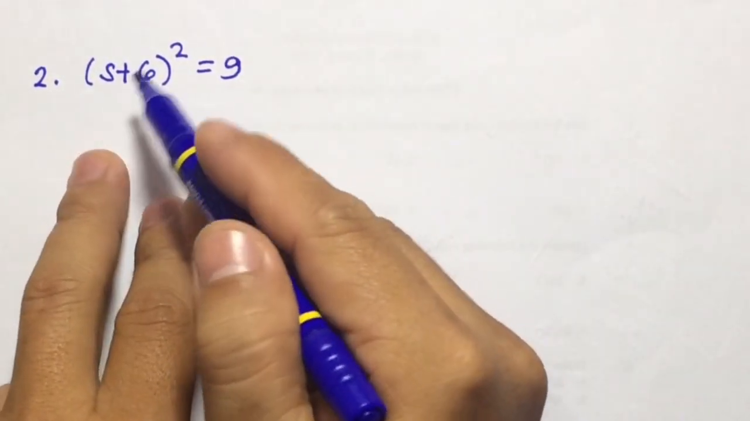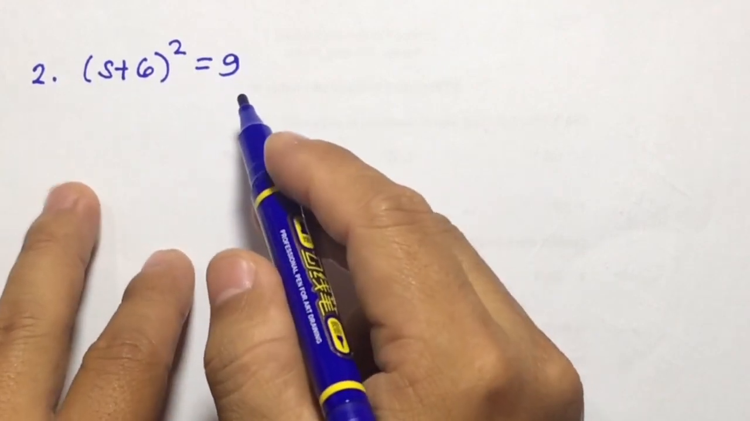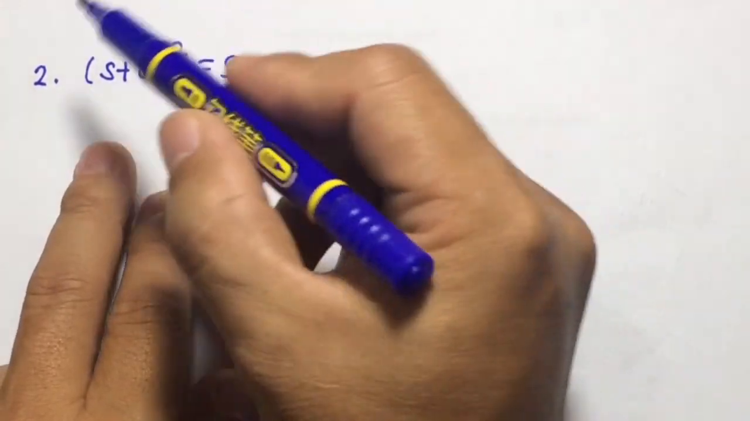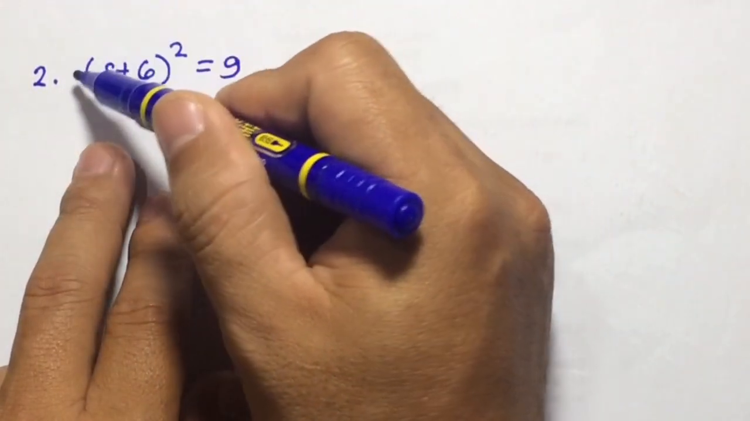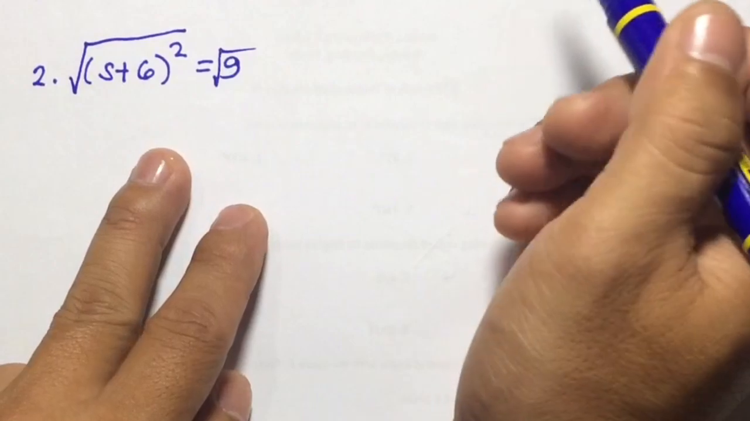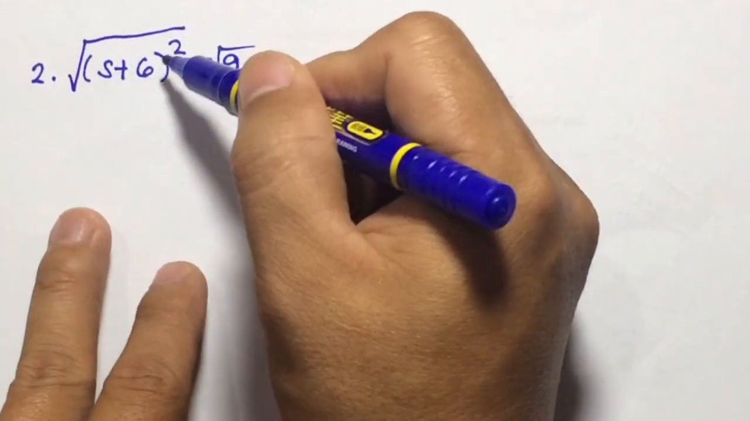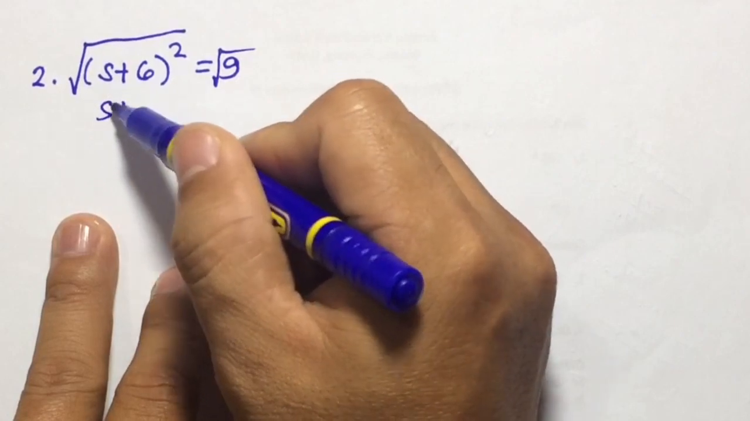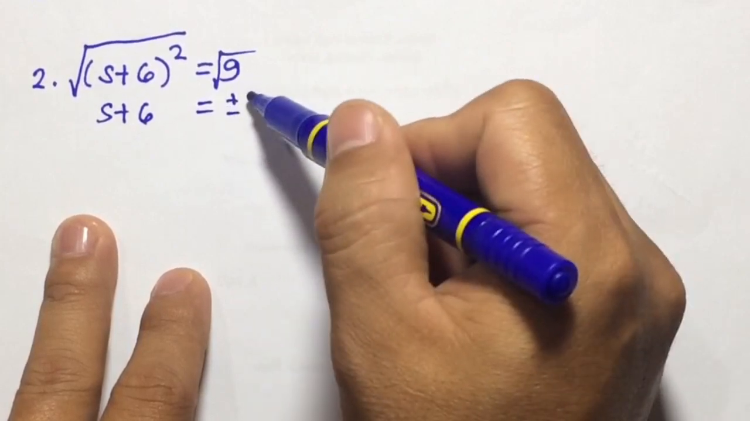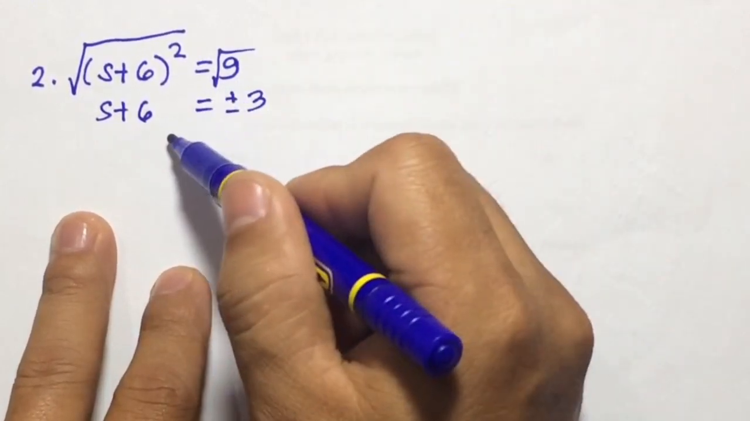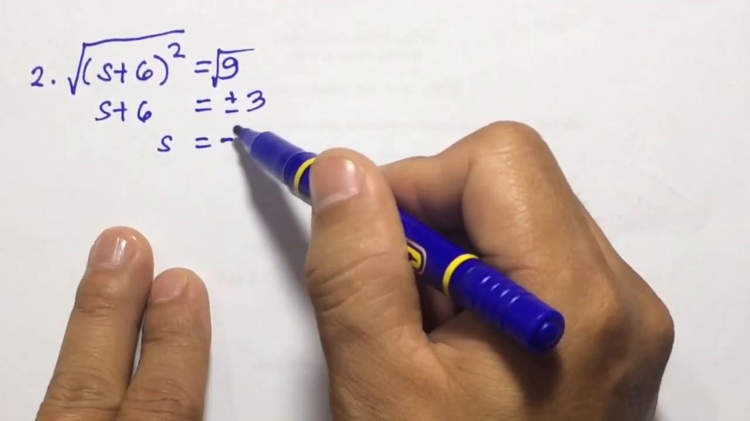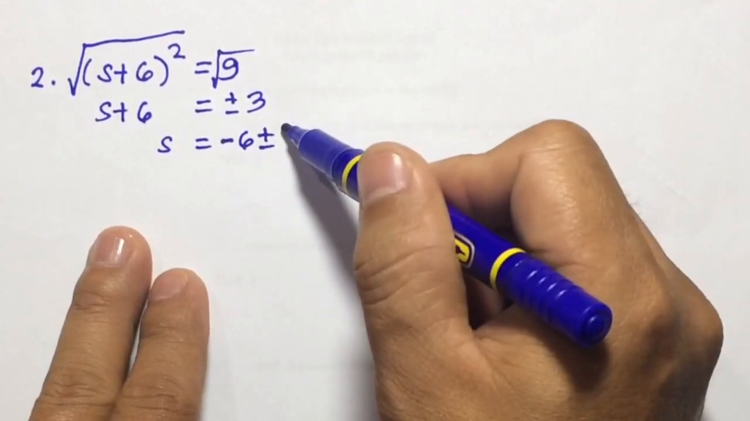Number 2. Quantity of s plus 6 squared equals 9. So what we're going to do here is apply extracting the square roots. So we're going to extract the square roots of both sides. We're going to have square root of s plus 6 squared equals square root of 9. Then the square root of the quantity s plus 6 squared is equal to s plus 6. Then the square root of 9 is equal to positive or negative 3. Then we're going to have s equals, transposing 6 to the right side, negative 6 plus or minus 3.